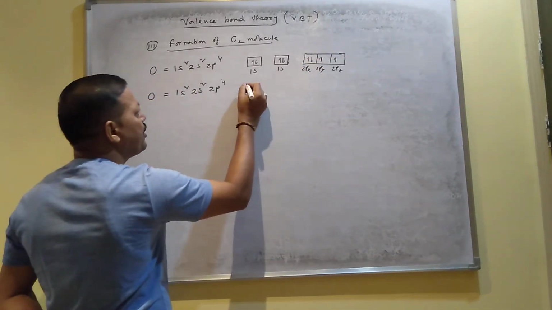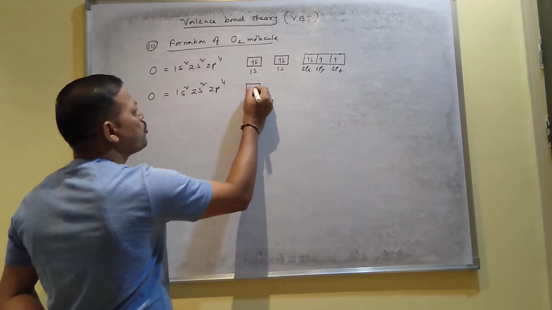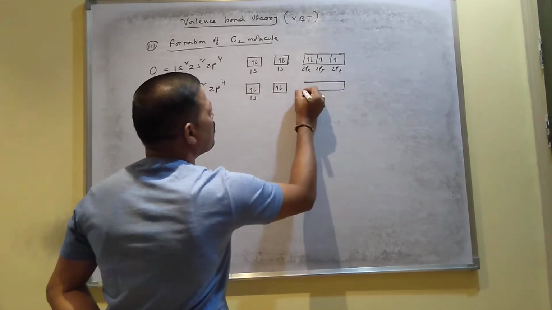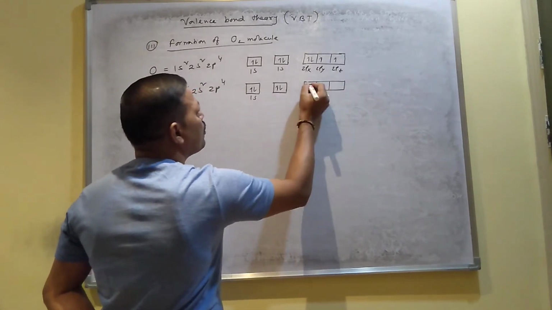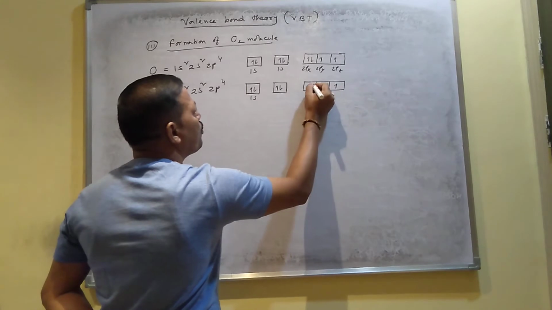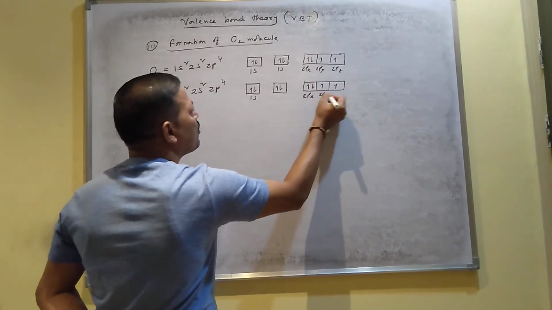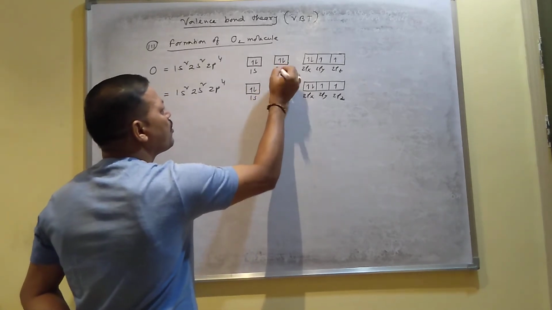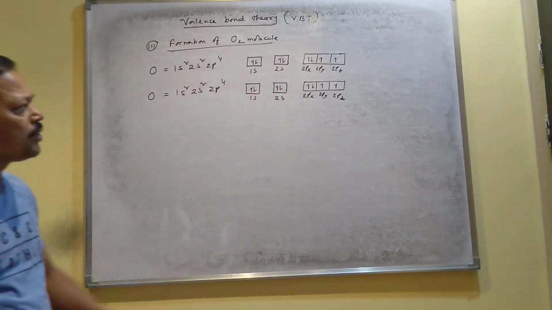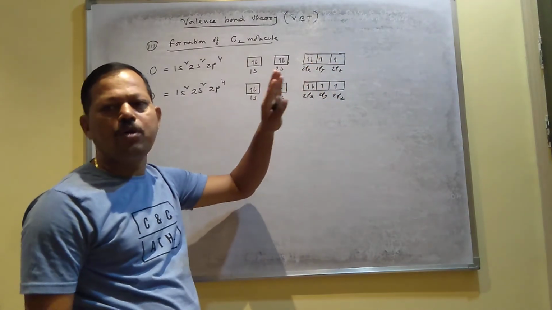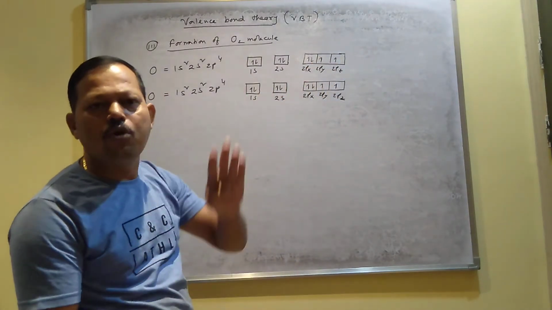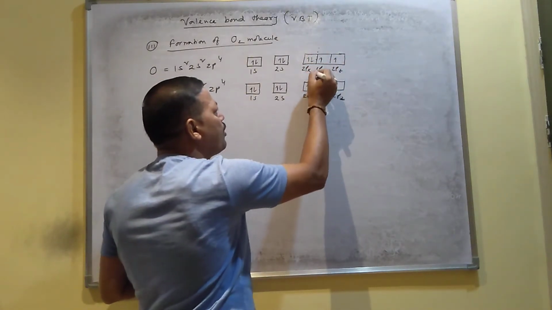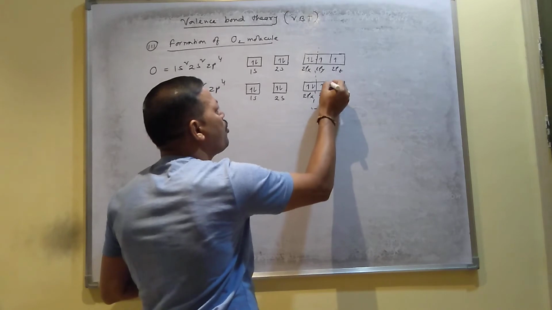Similarly for this oxygen, 1s2, 2s2, 2p4. Now in oxygen there are two half-filled orbitals. As you know, half-filled orbitals can undergo overlap. So this half-filled orbital overlaps with this half-filled orbital, and it will form a bond.